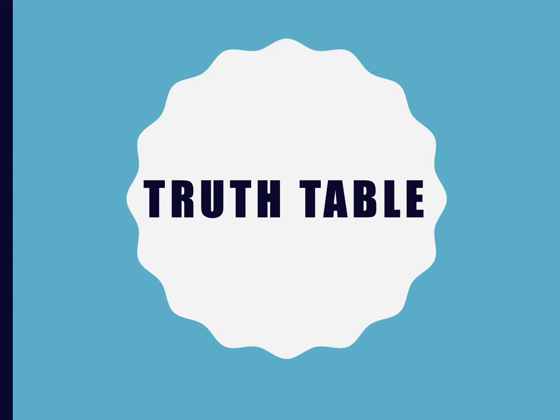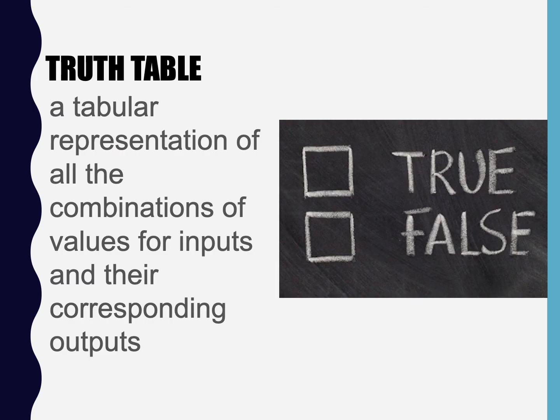In this video presentation, we will discuss how to construct a truth table. A truth table is a tabular representation of all the combinations of values for inputs and their corresponding outputs. In this case, for our propositions, we will just use the symbol T for true or F for false. Sometimes, other values such as 0 and 1 can be used in writing a truth table.